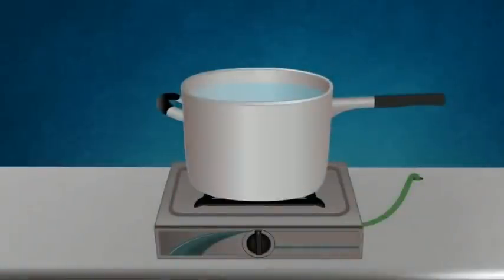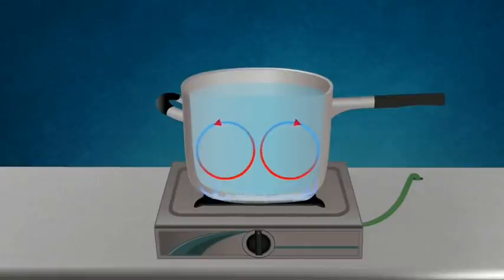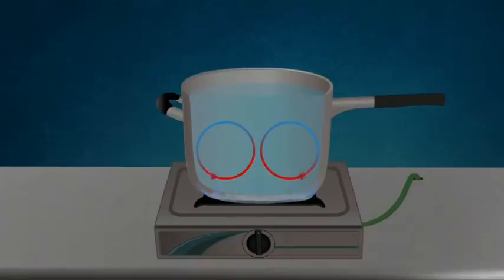For example, when water is heated in a vessel on a stove, the water at the bottom is heated first. It rises to the top and the cooler water flows down to be heated. This process continues and heat is transferred throughout the liquid.